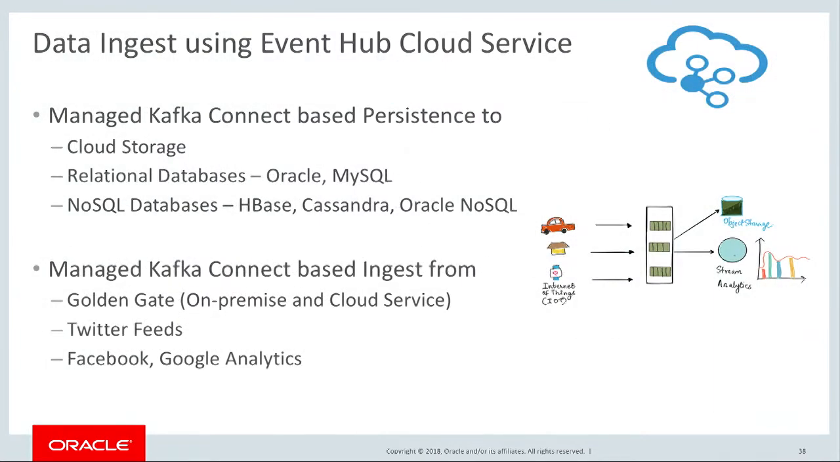And Event Hub is always a popular data ingest mechanism for many use cases. So you can always land data into Oracle Event Hub Cloud Service. From there you can either persist the data into cloud storage or move it to other source systems like relational databases or NoSQL databases. We also have connectors available for moving from Event Hub to a database or to an object store.